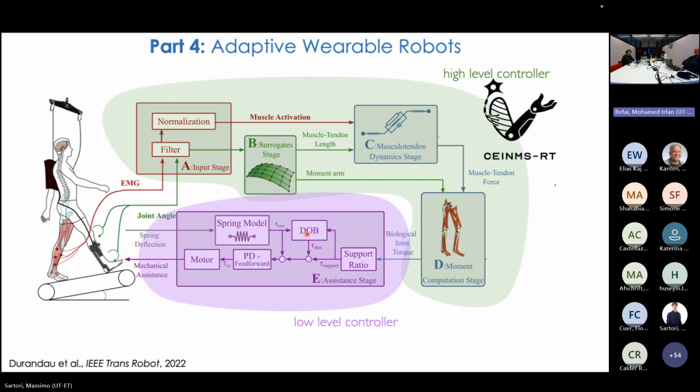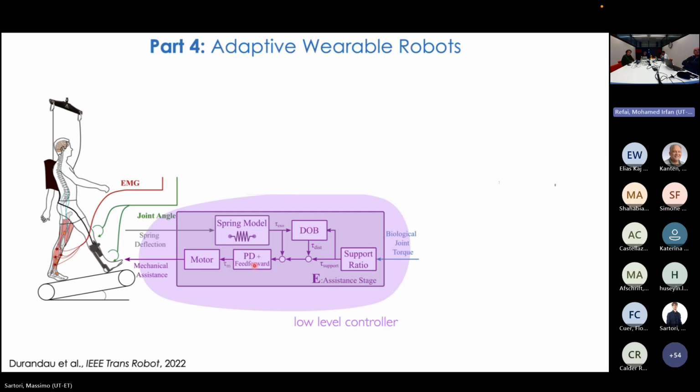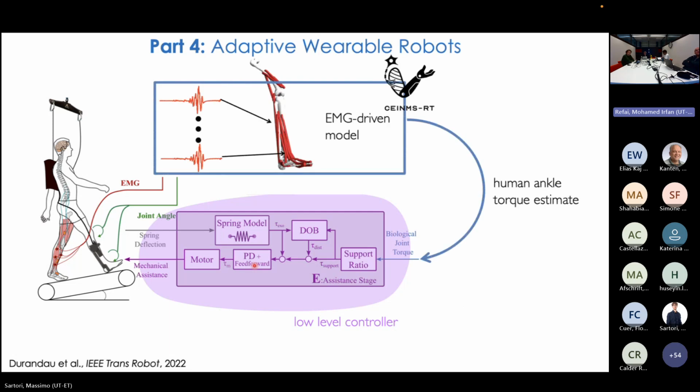Now, this low-level controller is a fancy controller that has several components. It has a disturbance observer. It has a feed-forward model to increase the bandwidth. But essentially, it is a simple tracking controller, which takes CEINMS estimated joint torques. This joint torque is multiplied by a support ratio, which tells which percentage of the biological torque needs to be tracked by the exoskeleton.